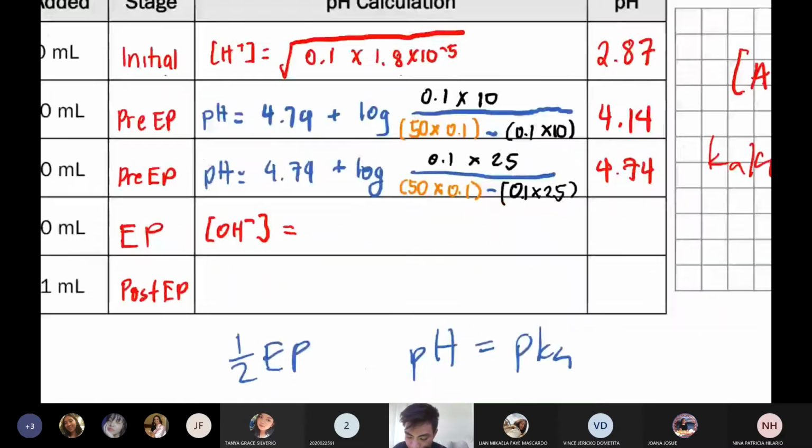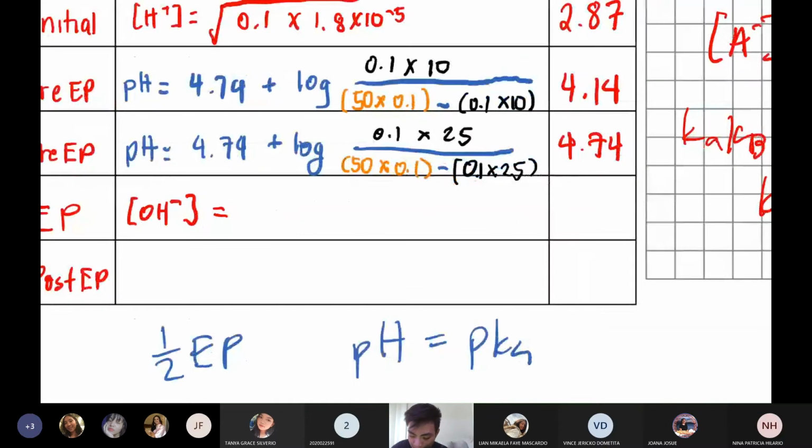Zoom ko lang. Concentration ng base, okay. Habaan natin yan. Concentration ng base, MAVA over V total. Okay. Ano yung concentration ng analyte?